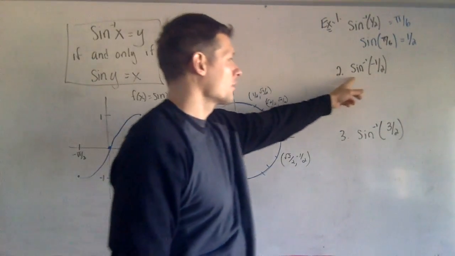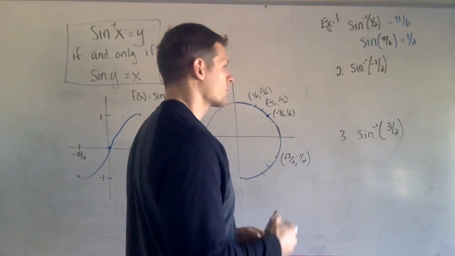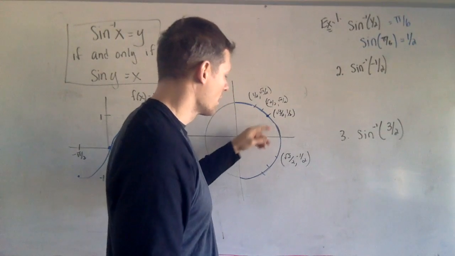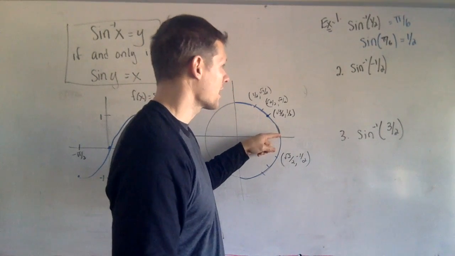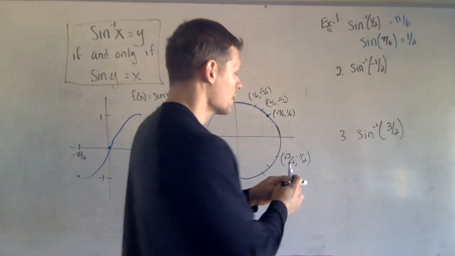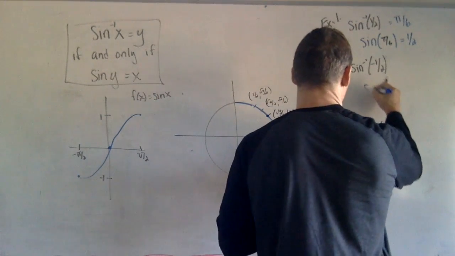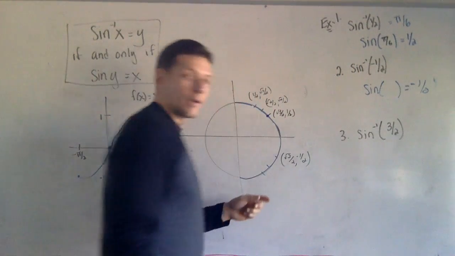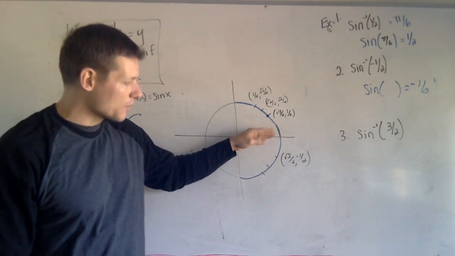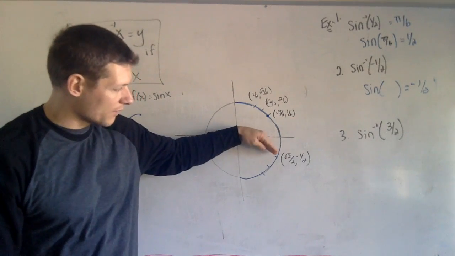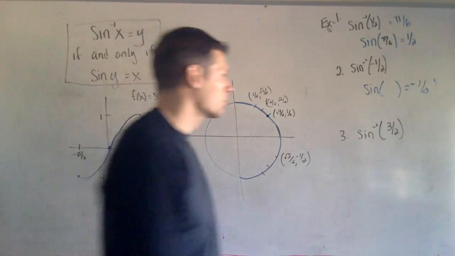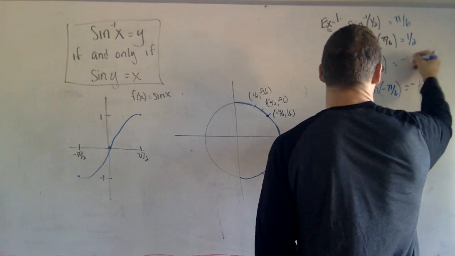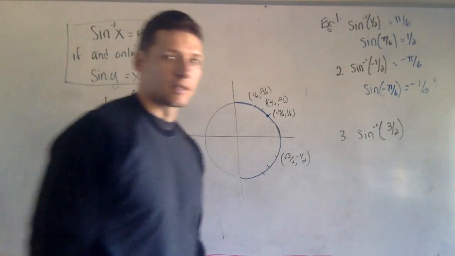Here we go, sine inverse of negative 1/2. If I have sine inverse of negative 1/2, I'm looking for what distance in quadrant 1 and quadrant 4 allows us to find sine of it equals negative 1/2. So sine of what number equals negative 1/2, right? Well, if we go negative pi over 6, negative pi over 6 gives me the y-coordinate negative 1/2. So sine inverse of negative 1/2 is equal to negative pi over 6, okay?